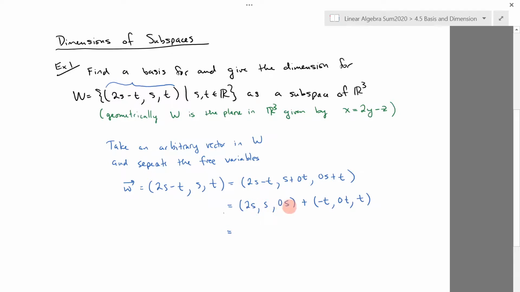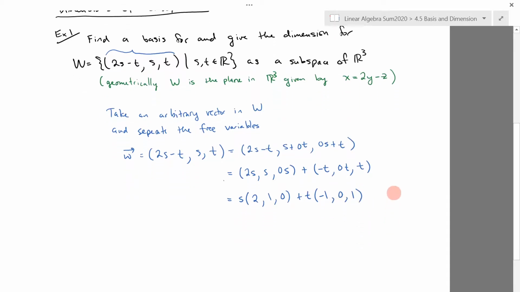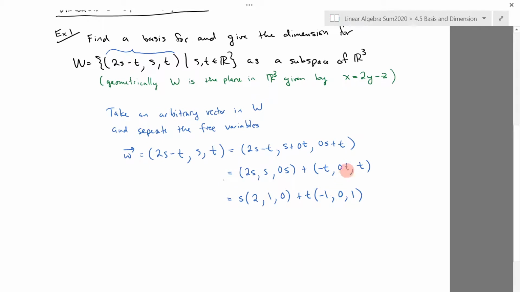Okay, so now I can factor using scalar multiplication, right? Each component contains s here, so I can factor out the s. Then what's left over is 2, 1, 0. And from this vector I can factor out the t. What's left over is minus 1, 0, 1. And so what this says is that any vector w in W is a linear combination of these two vectors here, right? So that means that these two vectors span W.